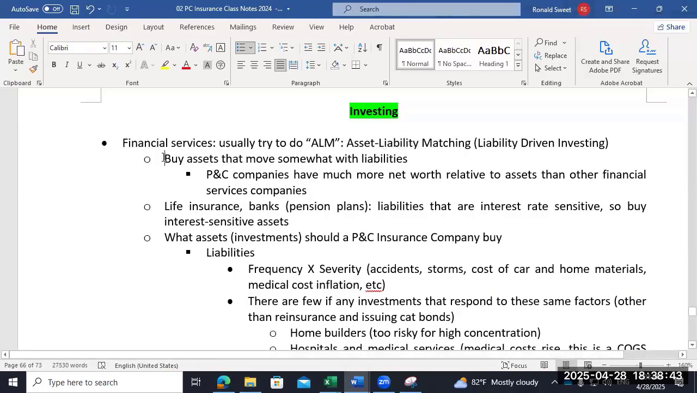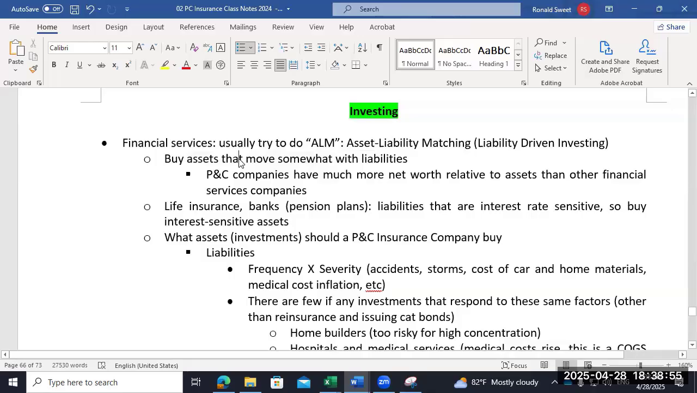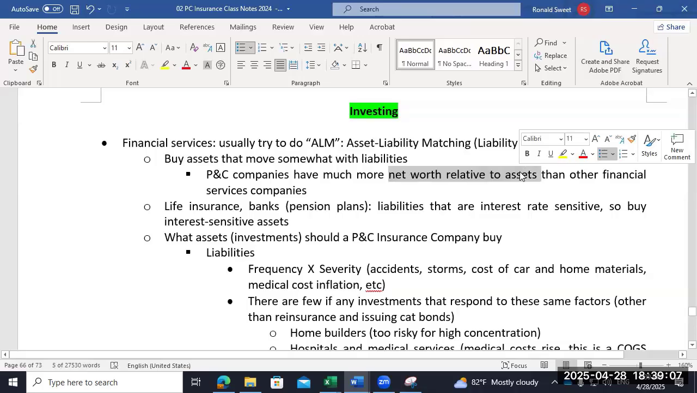The problem with the property casualty side is it's hard to find assets that move with your liabilities. We just did one exercise with TIPS and inflation. Inflation's a big deal for property casualty companies, so buying TIPS, buying inflation securities could make a lot of sense. P&C companies do have a lot more net worth than other financial services companies, so they can take a little more risk with their portfolio, and they tend to buy stocks. Life insurance doesn't buy any stocks, banks don't buy any stocks, but property casualty companies do.